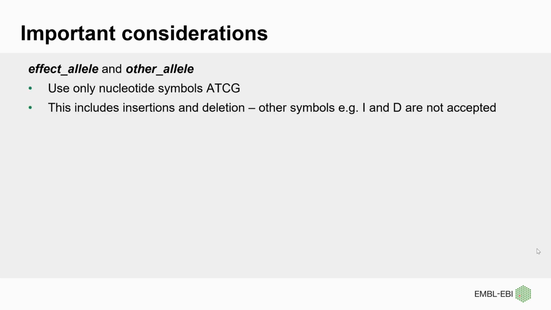There are a few important considerations that I want to point out for the summary statistics format. So first, for the effect allele and other allele, you can only enter nucleotide symbols here, so A, T, C, or G. And that applies also to insertions and deletions. So they should be written out in full in terms of the nucleotides that are present or absent in each allele. We don't accept symbols like I and D.